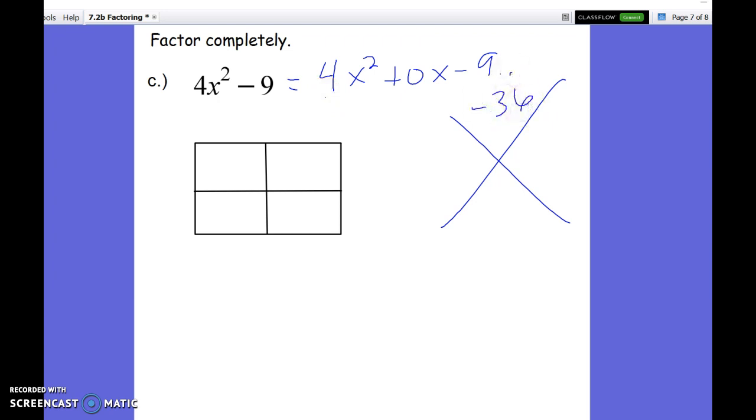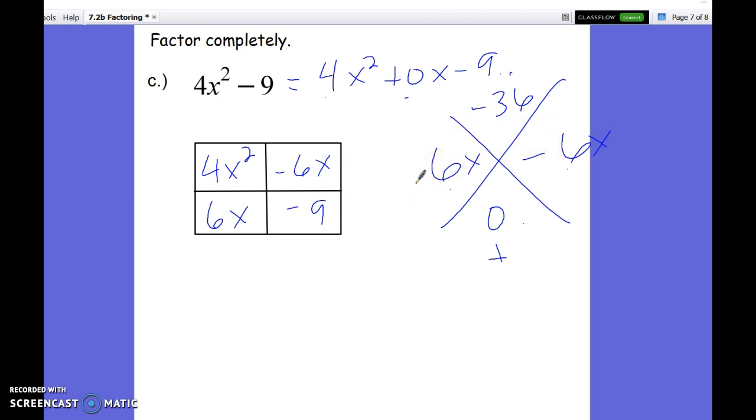We want two numbers that multiply to be negative 36 and add to be 0. Well, in order to add to be 0, they have to cancel out, right? So it's got to be opposites, a positive and then the negative number. Well, the square root of 36 is 6. So if we take 6 and negative 6, we'll multiply and we get negative 36. 6 minus 6 is 0. So those are our two numbers that we're looking for. So we can put 4x squared and negative 9 in our box right off the bat. And then we found 6x and negative 6x as our missing boxes.